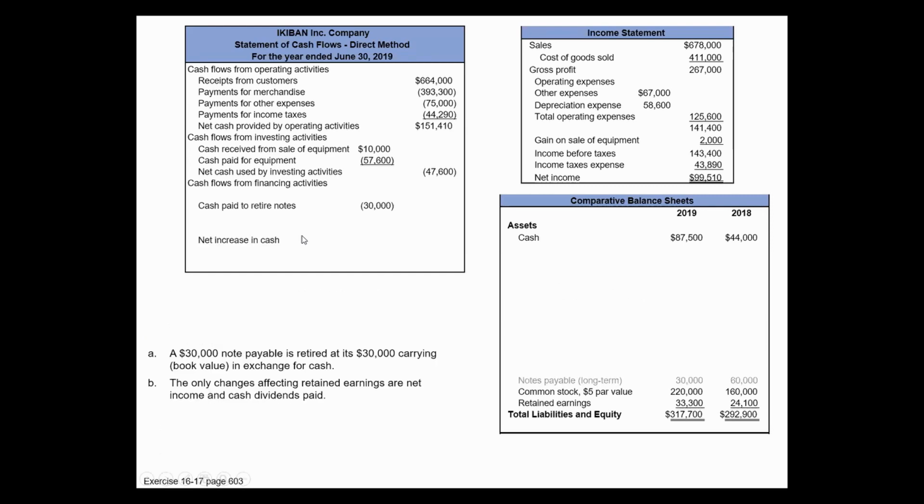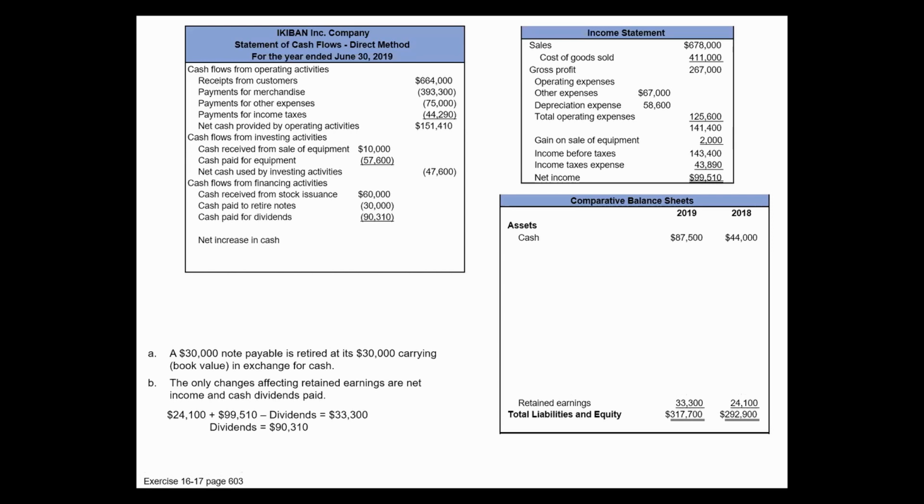And then looking at the financing activities, they paid off a note of $30,000. They received cash of $60,000 from a stock issuance. And then they paid a cash dividend of $90,310. So the cash used for financing activities is $60,310.